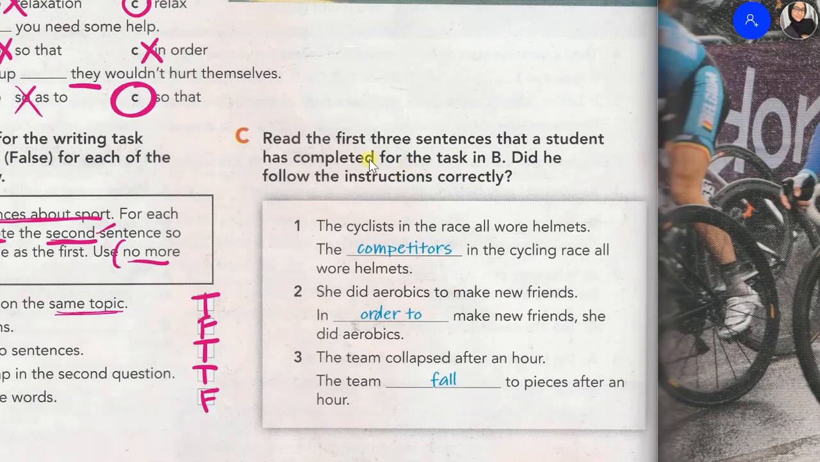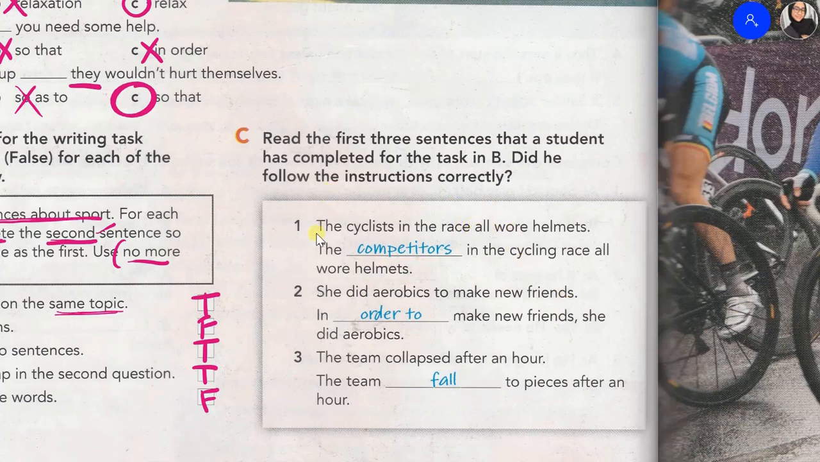Okay, now let's do task C. Read the first 3 sentences that a student has completed for the task in B. Did he follow the instructions correctly? Okay, now let's check the student's work here. There are 2 sentences here. The first sentence is the original sentence and the second sentence is the transformed sentence, where the students or yourself need to fill in the blanks to complete the second sentence so that it sounds different from the first one.